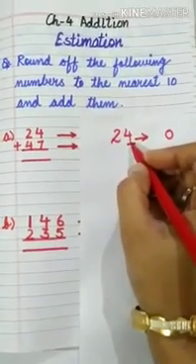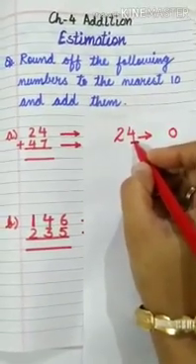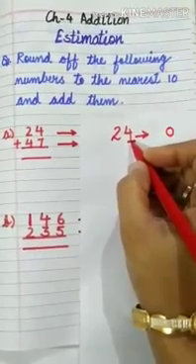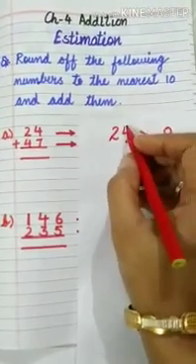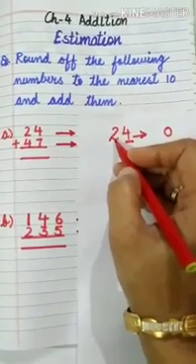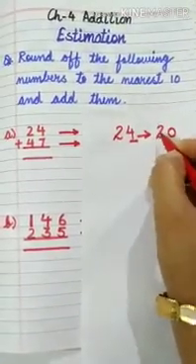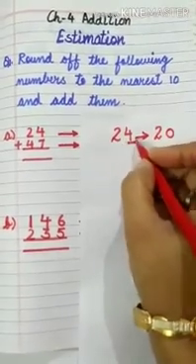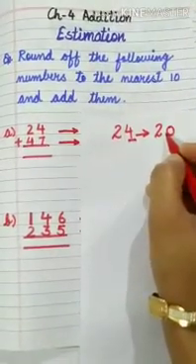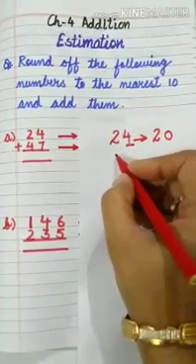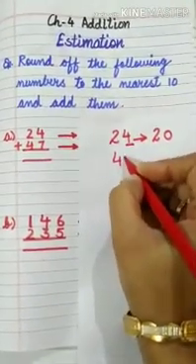Yes. So the digit here is 4. Right, it is smaller than 5. So what is the next step? There will be no change at the tens place. So we can write down 2 as it is. So after rounding off 24, we get 20 here. Right? Now let us do 47.